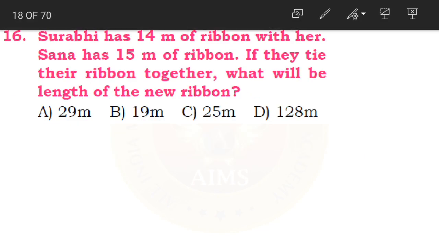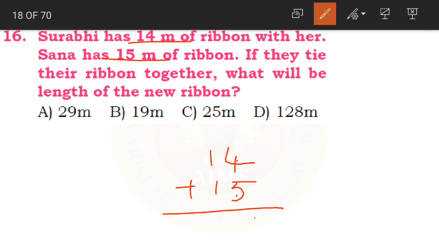Coming to question number 16. Surabhi has 14 meters of ribbon. Sana has 15 meters of ribbon. If they tie their ribbon together, what will be the length of new ribbon? Very simple question, children. So they are tying their ribbons together, it seems. So what will be the length of new ribbon? Adding 4 plus 5 is 9, and 1 plus 1 is 2. 29 meters will be the length of new ribbon.